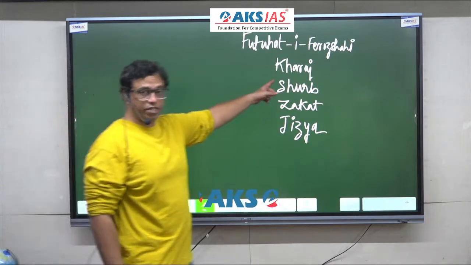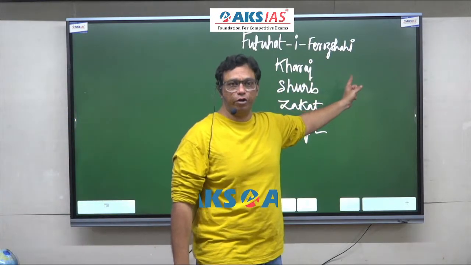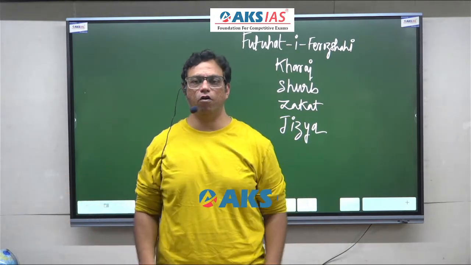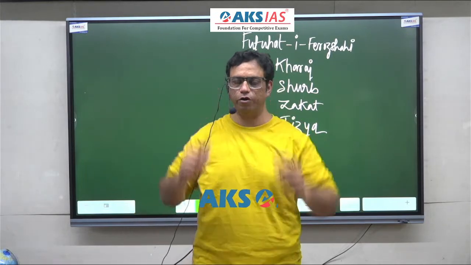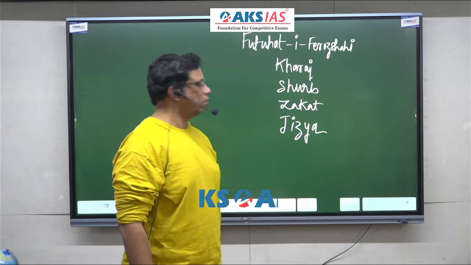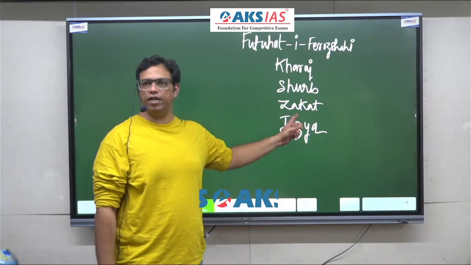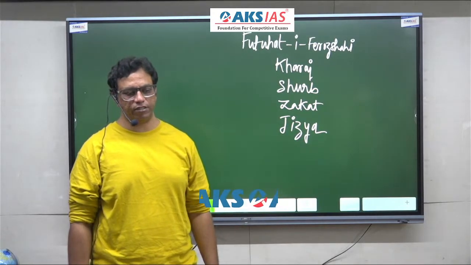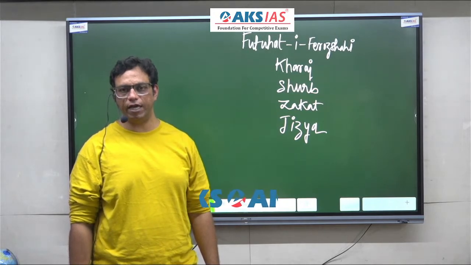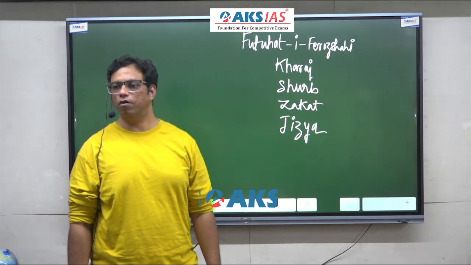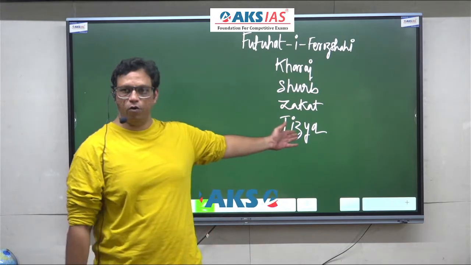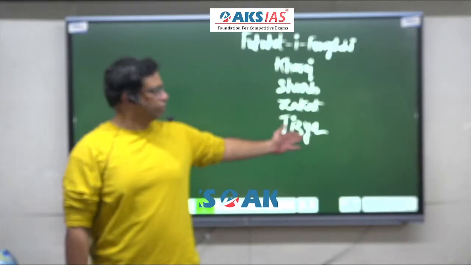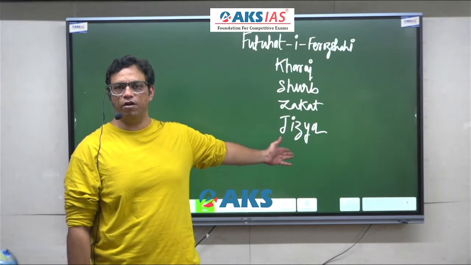Kharaj is land revenue. It was 1/10 of the produce. Shurb is irrigational tax. It was also 1/10 of the produce. This you already know. Zakat: every person has to donate 2.5% of the wealth to the poor and needy. This also you know. Jizya is a pilgrimage tax on non-Muslims.